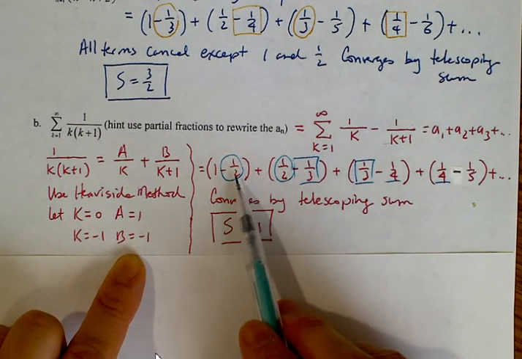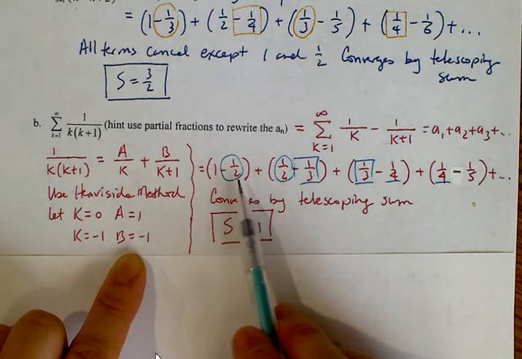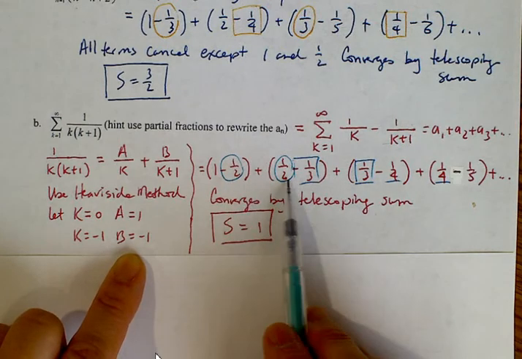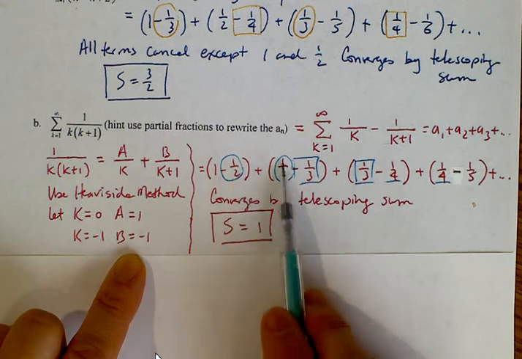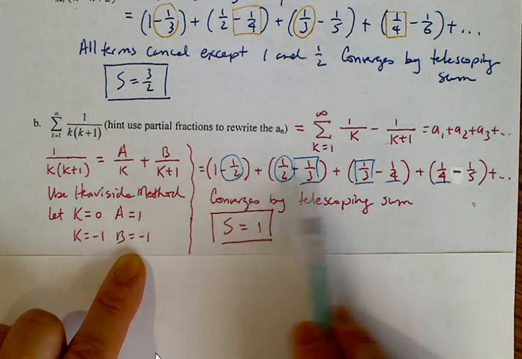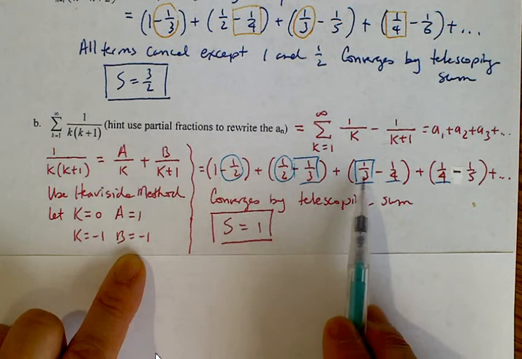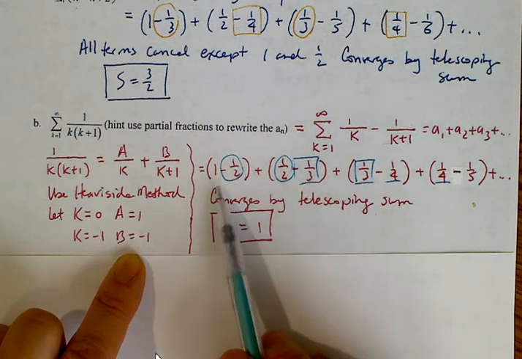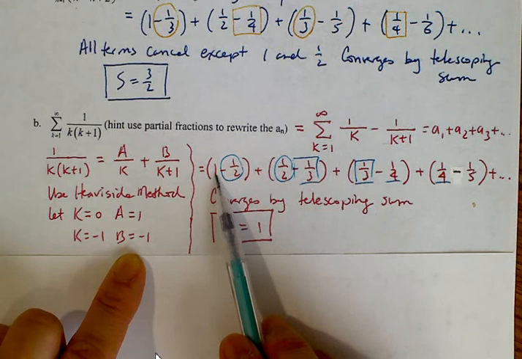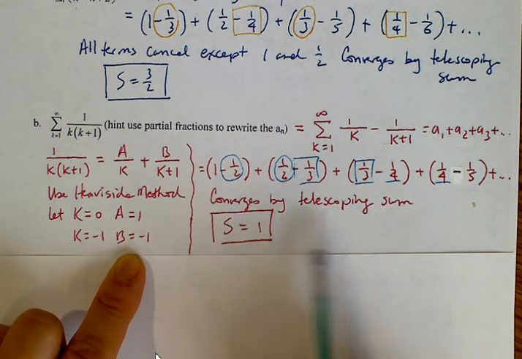Okay, so then you can see the ones that are going to cancel out. The negative 1/2 in the first term cancels out with a positive 1/2 in the second. And then the negative 1/3 here cancels out with a 1/3 and so on. So the only number that remains is the 1 from my first term. So it converges by telescoping sum, and the sum is equal to 1.